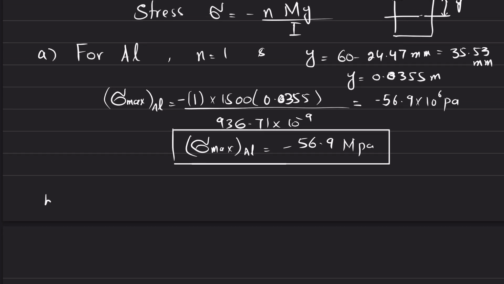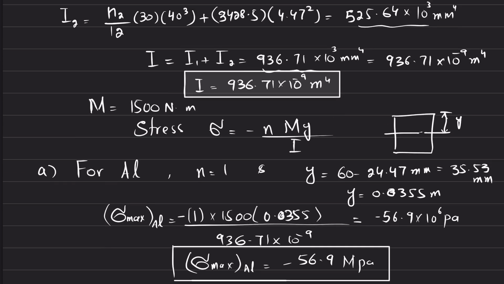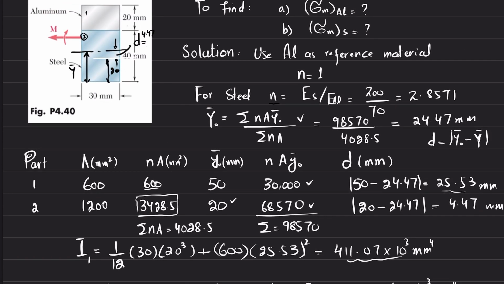Now we will move towards the second part. For steel, we have calculated n equal to 2.8571. What will be the y? So y will be minus 24.47 millimeter, and in meter, it will be minus 0.02447 meter. How? You can see that this is the neutral axis, y is 24.47, and the maximum distance from the neutral axis to the topmost is again this y, which is minus 24.47, because this is down from the neutral axis.